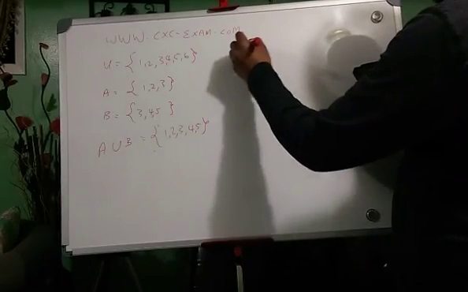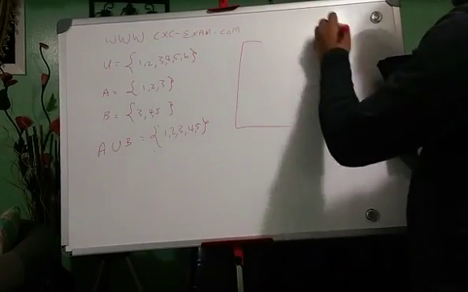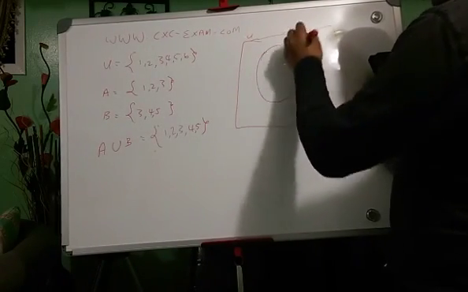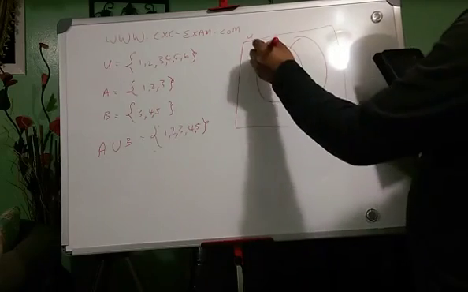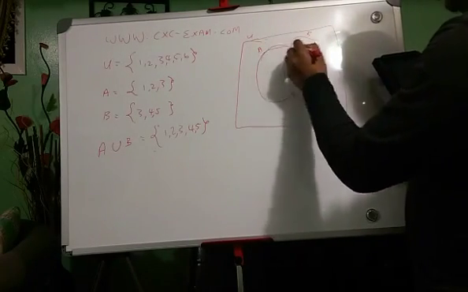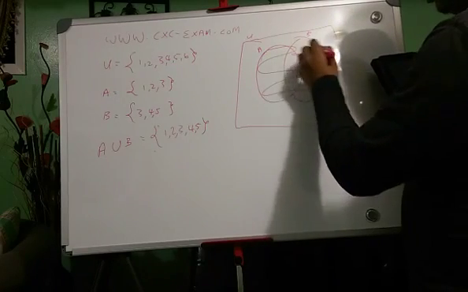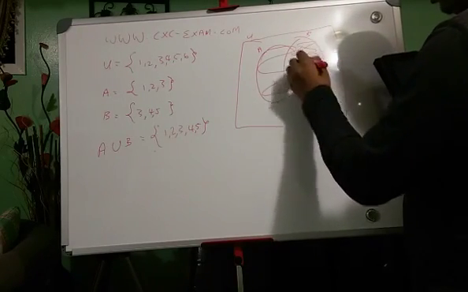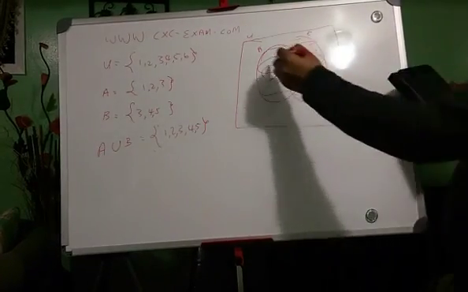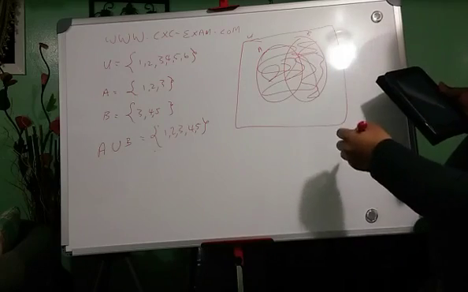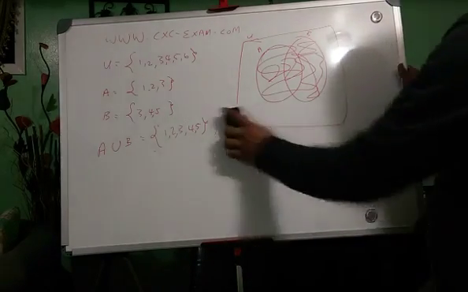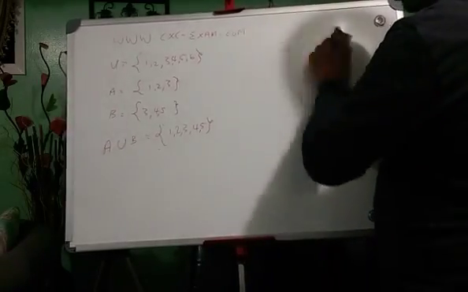Represented on a Venn diagram, and we're in universal set. We have A, we have B. A union B is everything here. Everything in this circle. That's A union B. Alright? Joining them together. That's what you're doing.